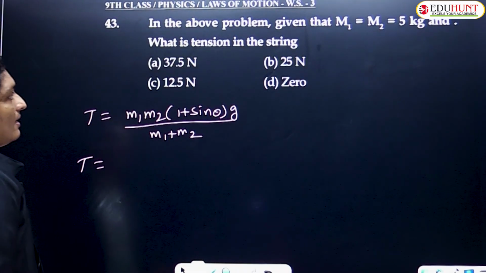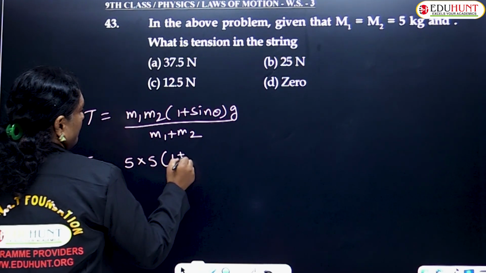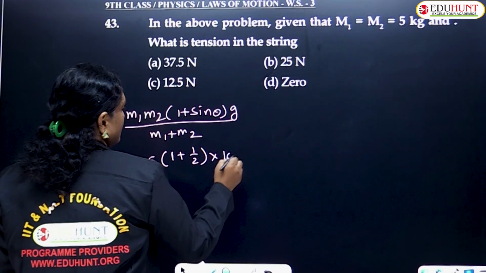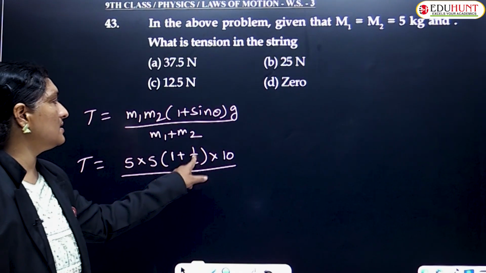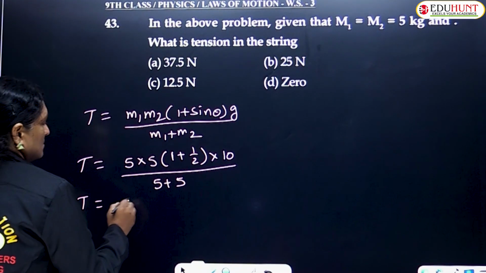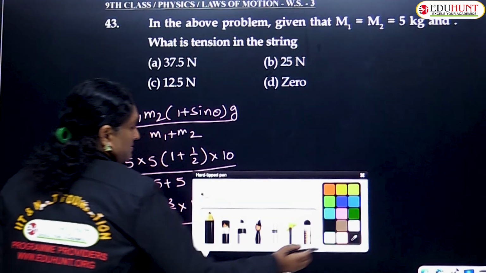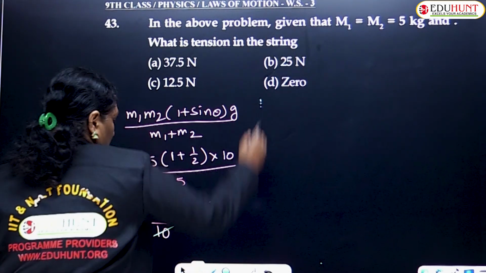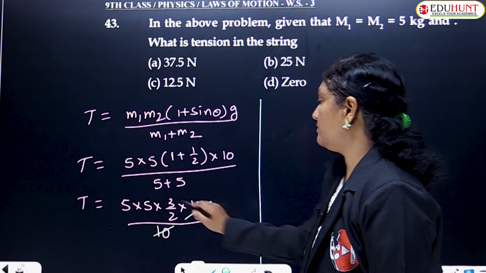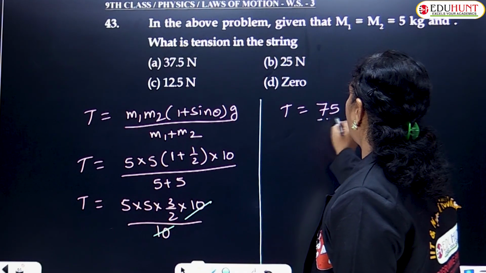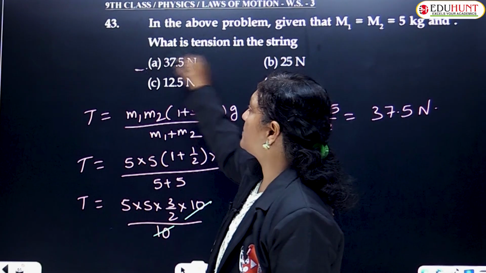So the T value is found to be, you are given each value for m1 and m2 as 5 kg. So this will be 5 into 5, 1 plus sine 30 degrees is 1 by 2, g is 10, whole upon 5 plus 5. I substitute all the values: m1 and m2 each taken as 5, sine 30 degrees as 1 by 2, g is 10. That's it. So T is equal to 5 into 5 into 3 by 2 into 10 whole upon 5 plus 5, which is 10. Solving this, this 10 and this 10 get cancelled. Then you are left with, how much is that, children? 5 into 5 is 25. 25 into 3 is 75. So 75 upon 2 will be your 37.5 newton. Hence option A must be true.